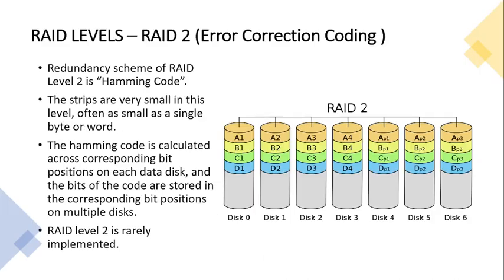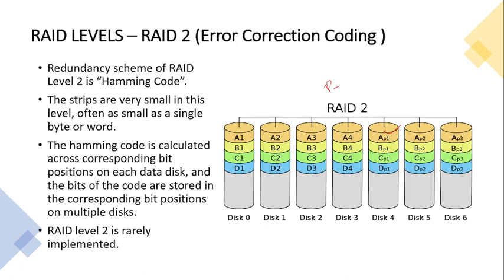Next, RAID level 2. It is error correcting coding. It uses parity, and it uses the concept of Hamming code. P stands for parity. The redundancy scheme of RAID level 2 is Hamming code.